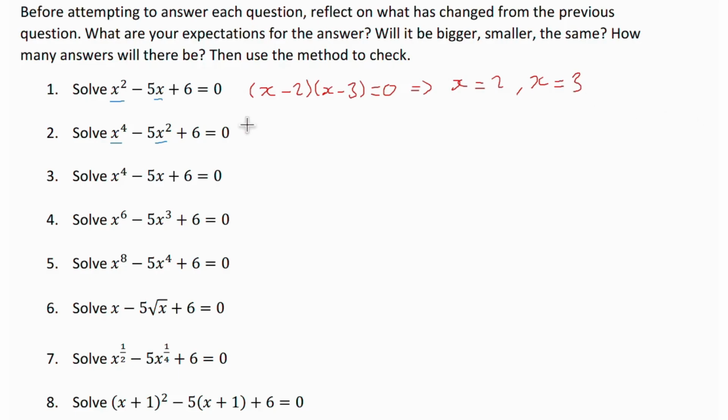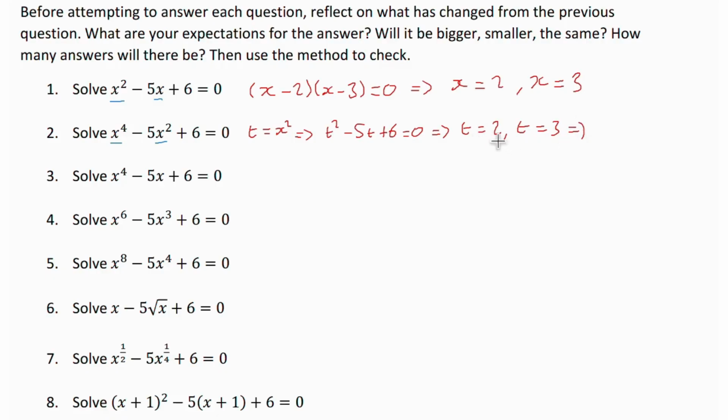So using the method we saw before, we're going to let t equal x squared, which gives us the equation t squared minus 5t plus 6 equals 0. Now that is exactly the same as we had above, which means that t is equal to 2 or t is equal to 3.